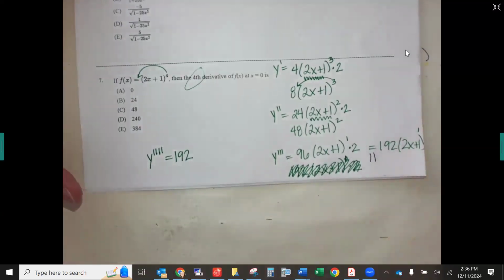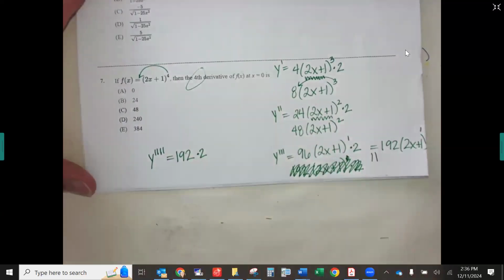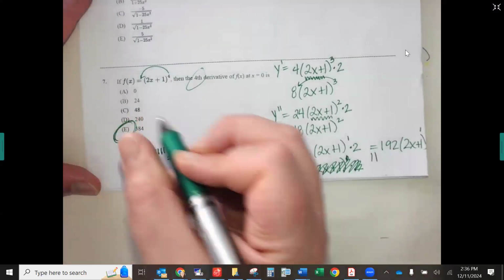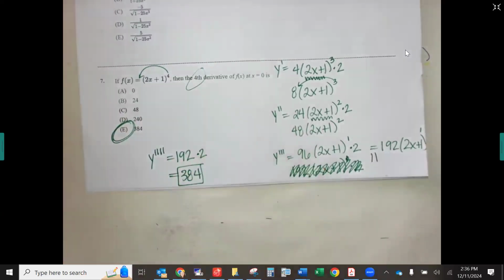Now it's going to drop to the 0, which means it's going to go away, but I still have a chain rule. What's the derivative of the middle? Times the 2. And then 192 times 2 is going to be 384. They're basically just doing chain rule over and over again. Now, at the end, if there was still an x left, you would plug in 0, but since my only x crossed out, that's why you don't have to do it there.